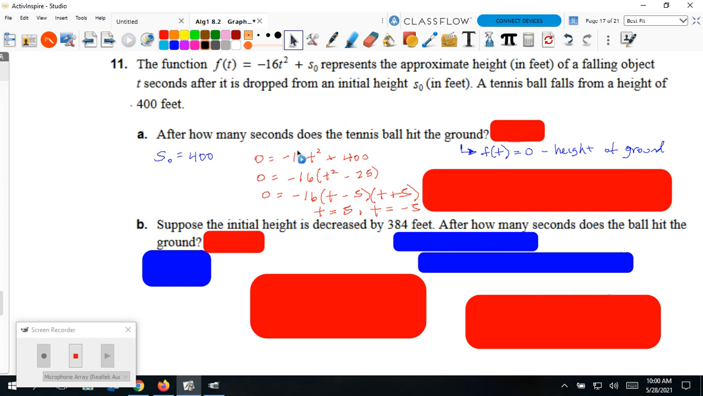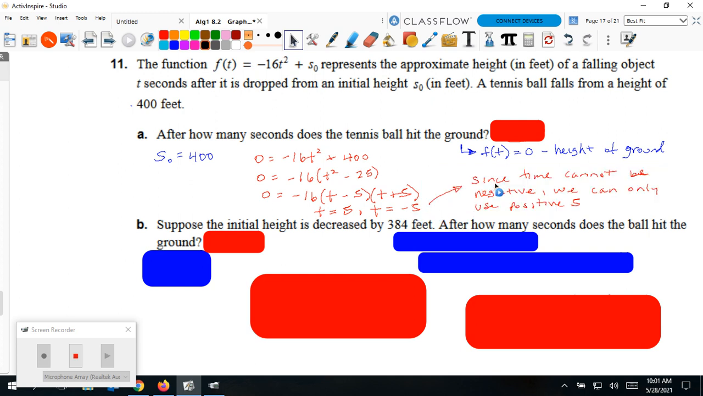Well, one number would make sense. The other number shouldn't make sense. Again, look at the question. After how many seconds does the tennis ball hit the ground? Is it after 5 seconds or after negative 5 seconds? Well, negative 5 seconds doesn't make any sense. It says, since time cannot be negative, we can only use positive 5. So we're just going to use 5. It's 5 seconds. So the answer to this question, after how many seconds does the tennis ball hit the ground?